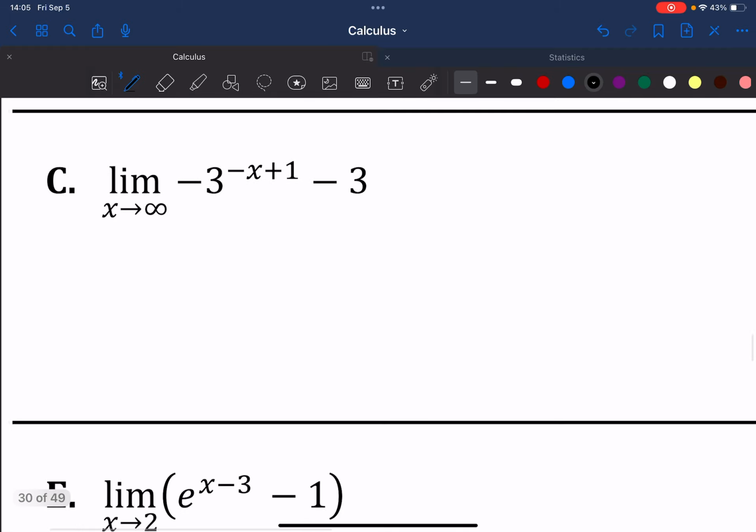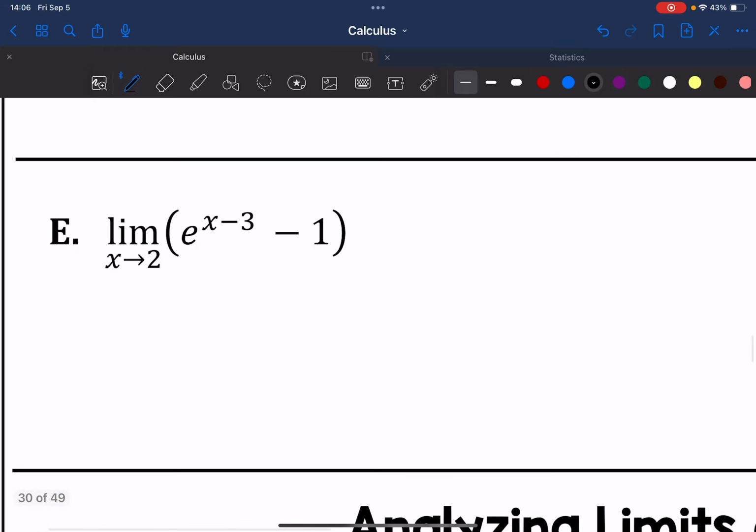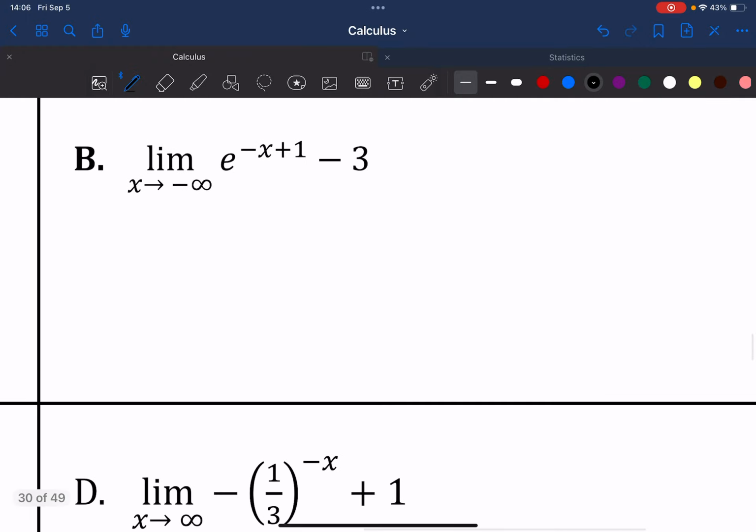Okay, C. My b value is 3 to the -1, which is 1/3, so this is a decay. And a is negative because it is a -1, so that means I'm going to be increasing again. But notice I'm approaching infinity this time, so I'm going to actually write my limit as my k value, which is -3. Okay, and then I'm going to skip that one real quick and go over here.